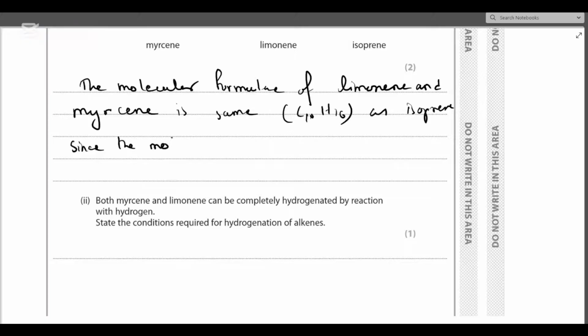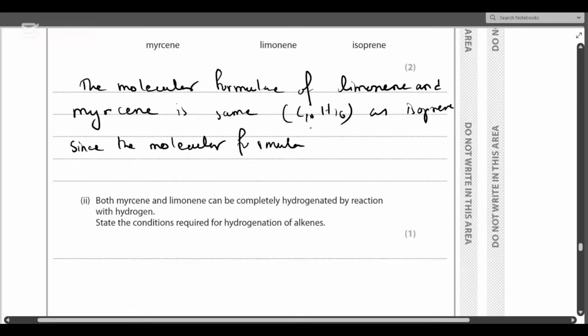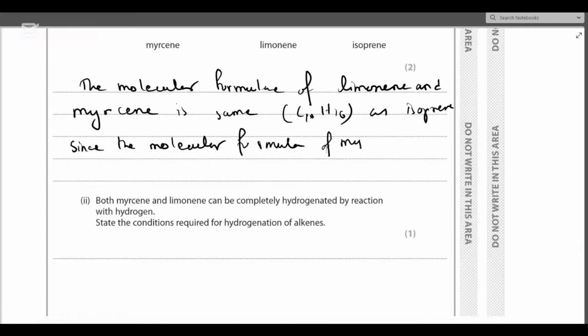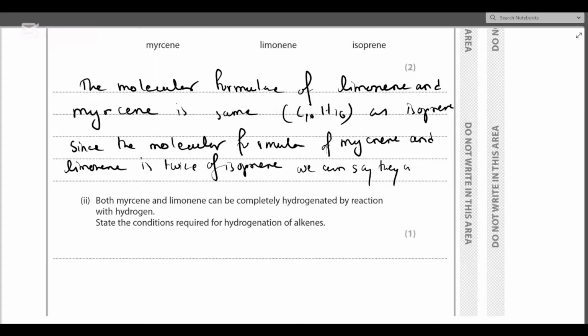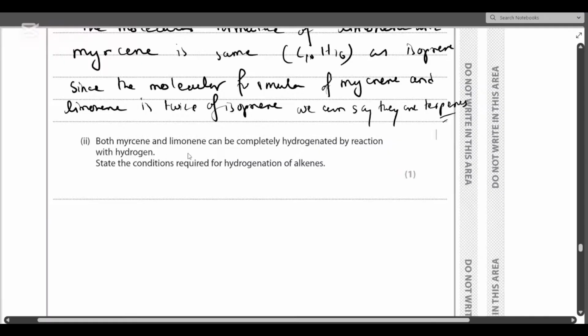So we can say, since the molecular formula of myrcene and limonene is twice that of isoprene, we can say they are terpenes. Both myrcene and limonene can be completely hydrogenated by reaction with hydrogen.